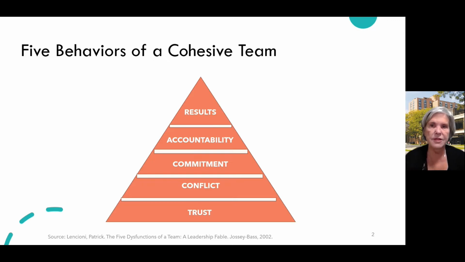The major premise is that teams must learn to trust each other before they can effectively move up the pyramid, move up to the next phase, which is learning to engage in constructive conflict. And that does form the basis of moving through the rest of the steps and culminating in the pinnacle here of the pyramid, which is actually achieving the results.